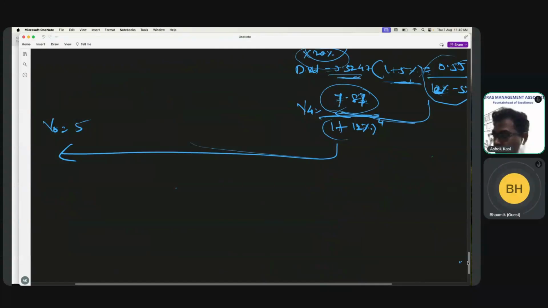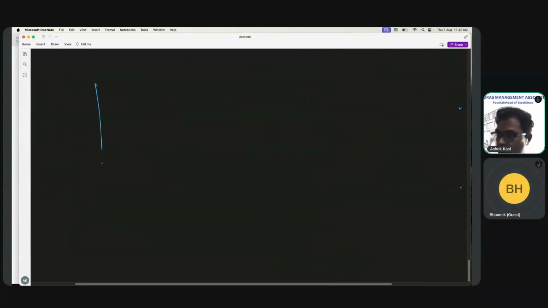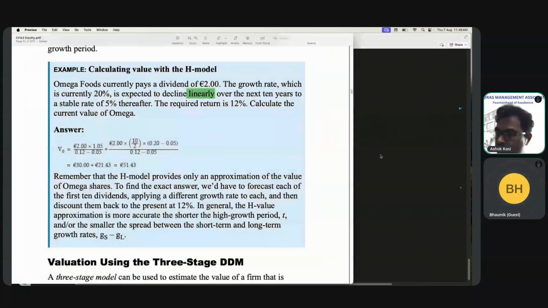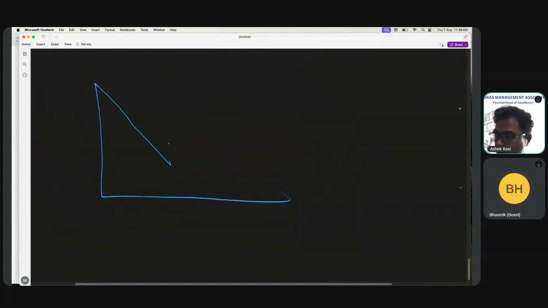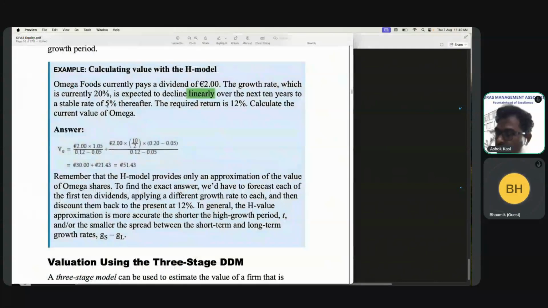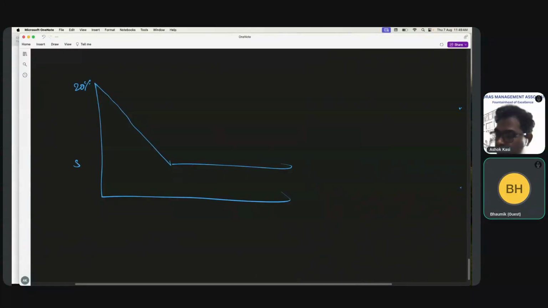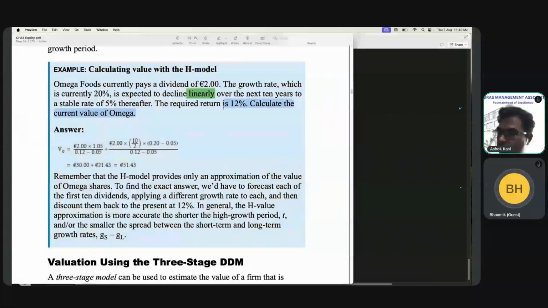So graph wise, it is like this. Right now it is growing at 20 percent and slowly it comes down to 5 percent and then constant. The required return is 12 percent. Now how do I calculate it?